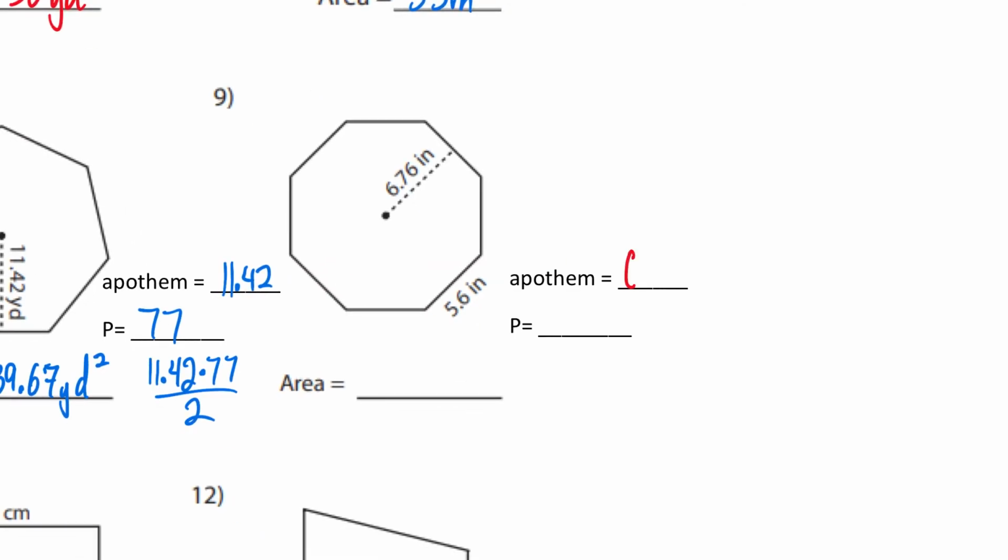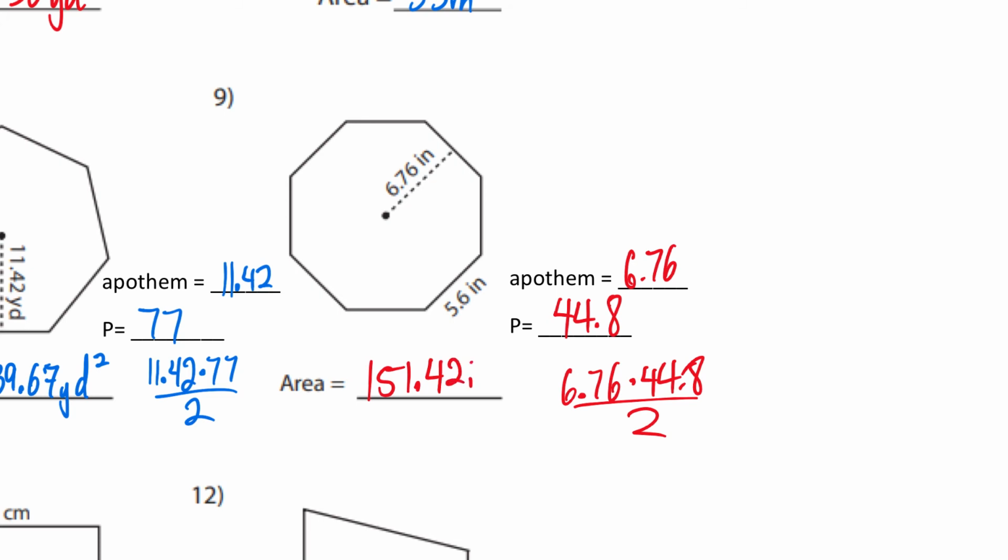All right, and then 6.76, and then 44.8. Is that what you said? Yeah. Okay. So then 6.76 times 44.8 divided by 2. What does that give you? 151.42 square inches.